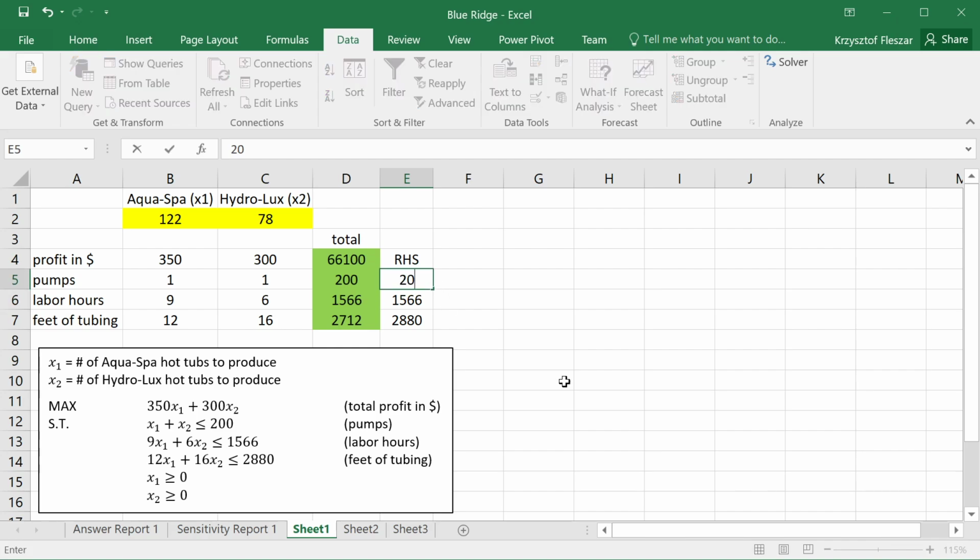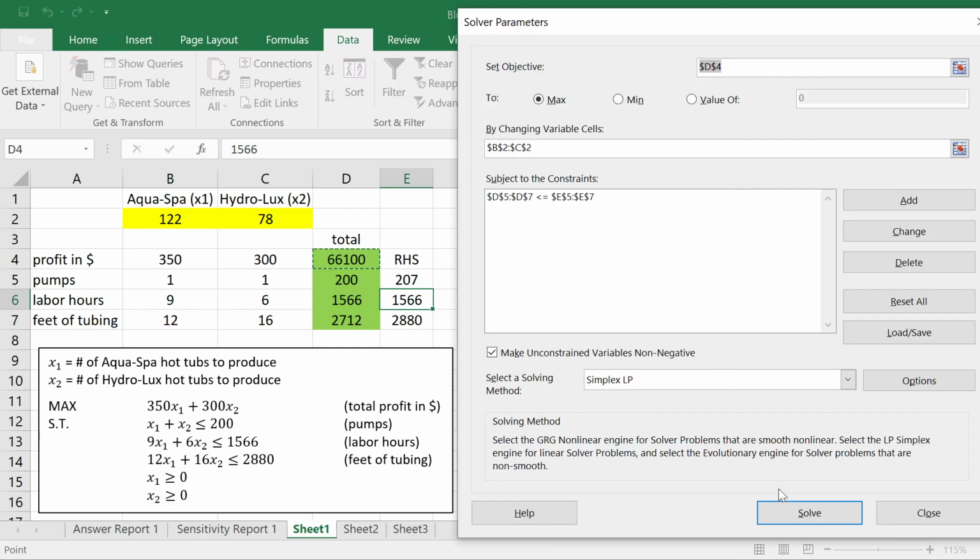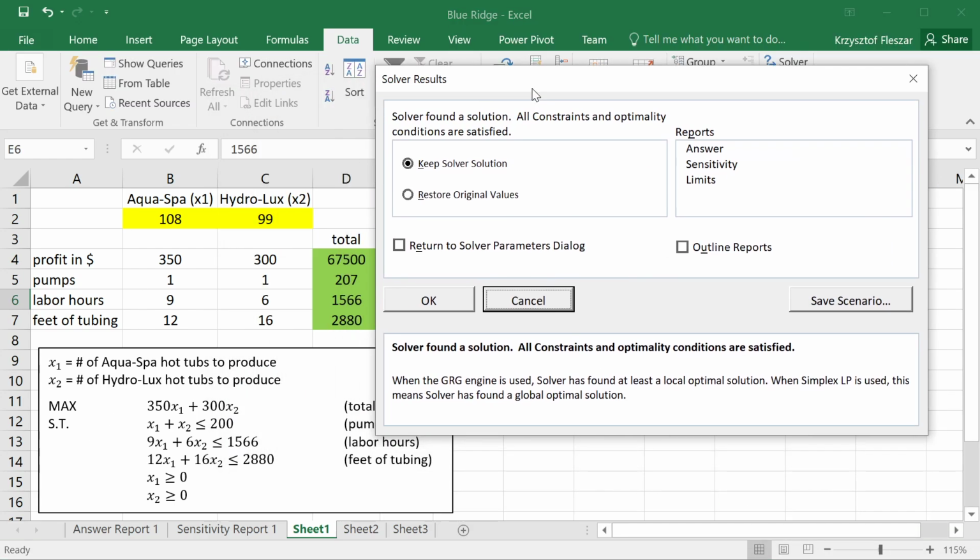Maybe let's change it to 207, and let's see if we now resolve the problem, we get a solution of 108.99, and the optimal value increases from 66,100 to 67,500, which is by 1,400, right? 1,400 is 7 times the shadow price. This is exactly what we would expect.